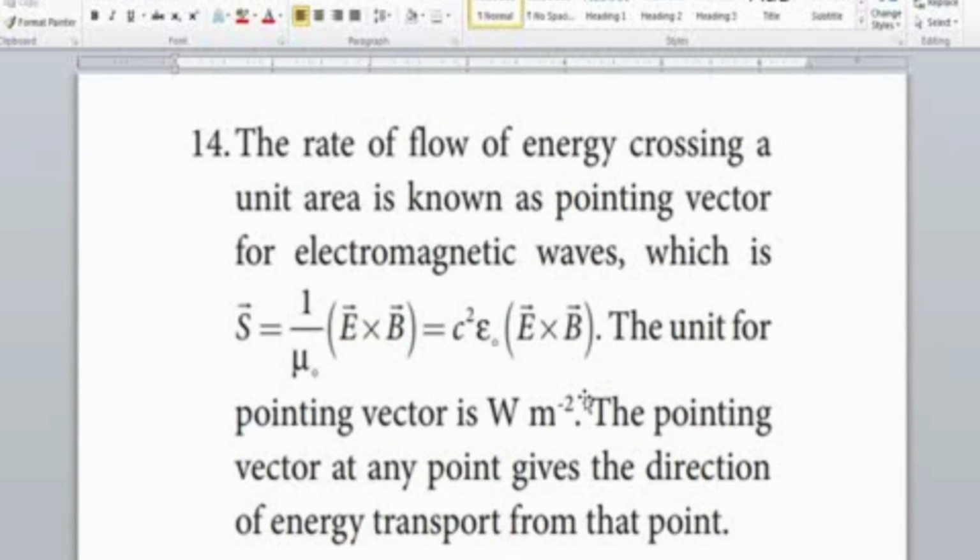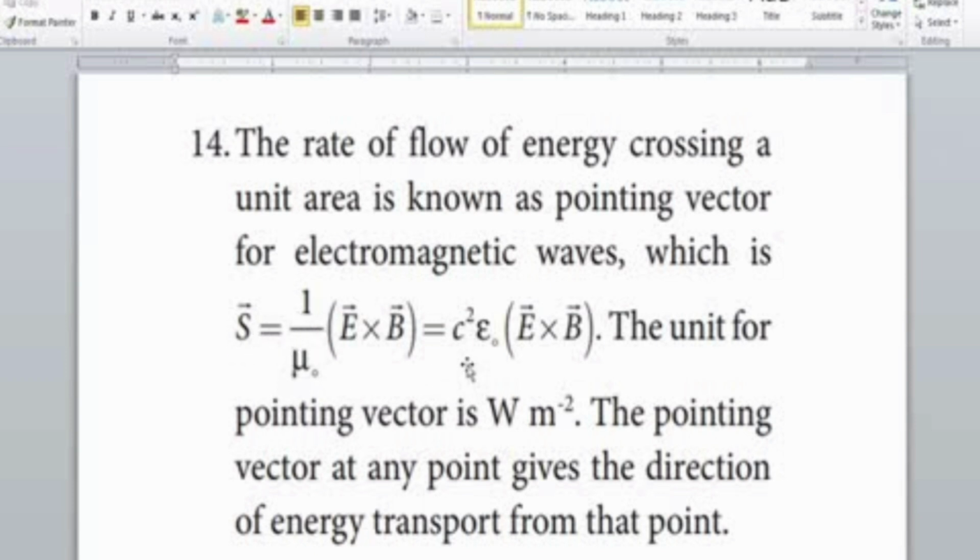Next one, the rate of flow of energy crossing unit area is known as Poynting vector for electromagnetic wave. So the Poynting vector, other things are at a higher level, not at this level. You can only memorize that equation, that's all. That is S equal to 1 by mu naught E vector cross B vector. So it's called Poynting vector. So E is the electric field, B is the magnetic field. So cross multiplication will give that value of Poynting vector S vector.